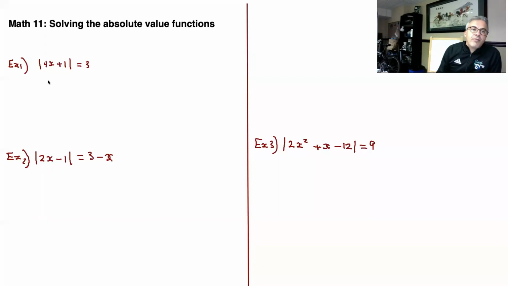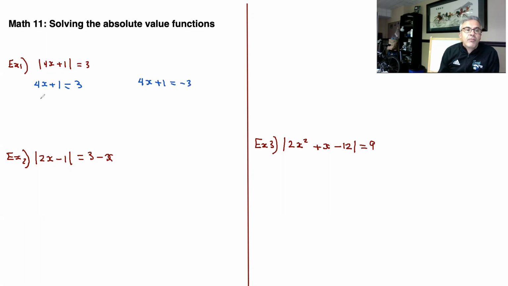Solving absolute value functions. So when you have an absolute value function like this, you have to write two equations and solve both of them. So you write the first one as 4x plus 1 equals 3, and then the second one as 4x plus 1, and you make it equal -3.